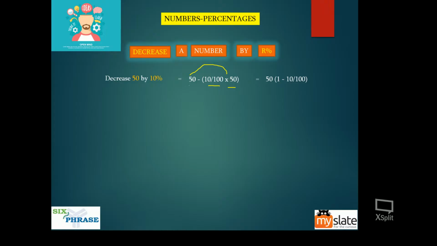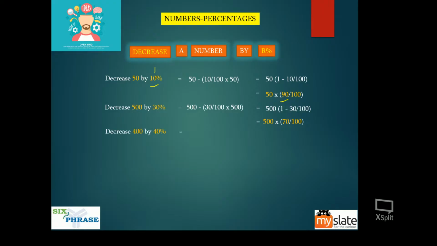Take 50 outside, so the common number in both the terms is 50. You get 1 minus 10 by 100. The next step you guys know, it is 50 into 90 by 100. How did this 90 come about? It is nothing but 100 minus this. In the previous slide, we did 100 plus 10, we got 110. Here we are doing 100 minus 10, which we are getting to be 90. To decrease 500 by 30 percentage, you multiply 500 by 70 by 100, and to decrease 400 by 40 percentage, you multiply 400 by 60 by 100.